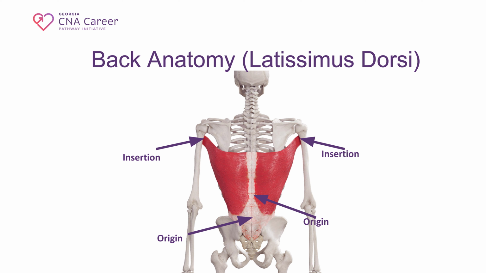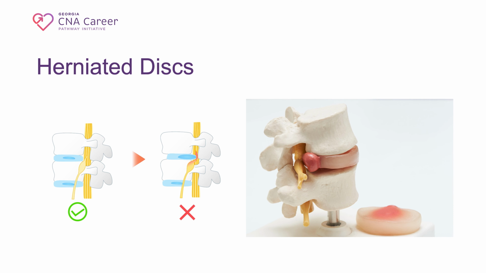Injuries to this muscle group happen by overuse, poor lifting and pulling techniques, or repeatedly reaching forward or overhead with force. Herniated discs are not considered muscle injuries, but are common injuries associated with CNAs. A disc refers to jelly-like cushions between each vertebra in the spine. Herniated discs occur from wear and tear and become more prone to tears and ruptures.